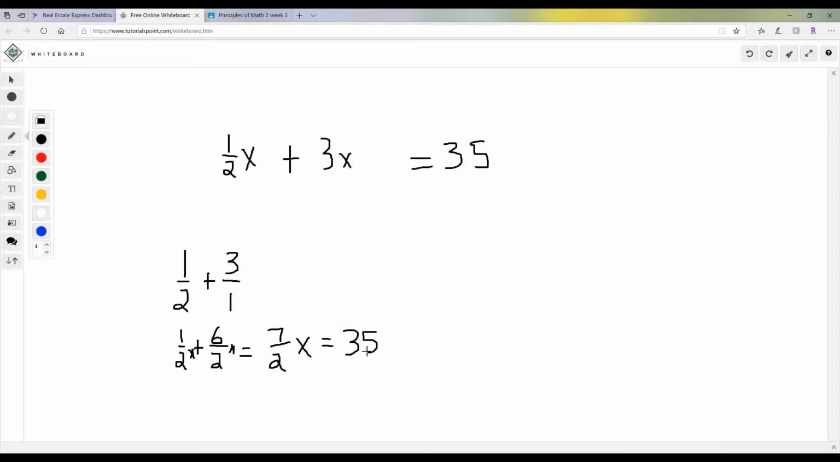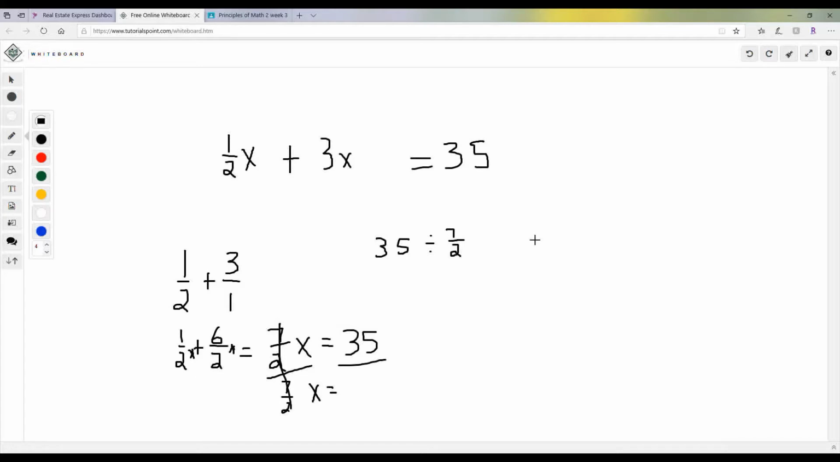Okay. Now from there, you know what we're going to do. Now this is multiplication, so we have to divide both sides by 7 over 2. That cancels that out and leaves X by itself. So then we're left with this equation. I'm going to move it up here. Okay, so we're left with this equation, 35 divided by 7 over 2.